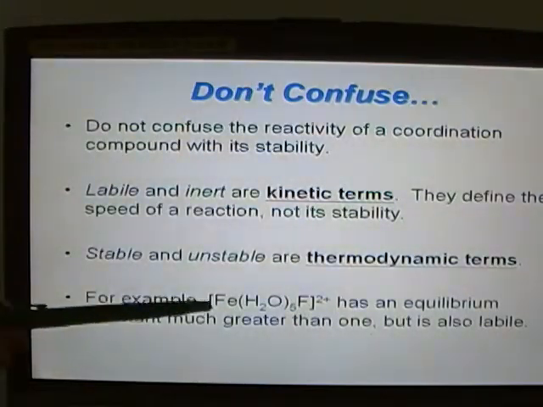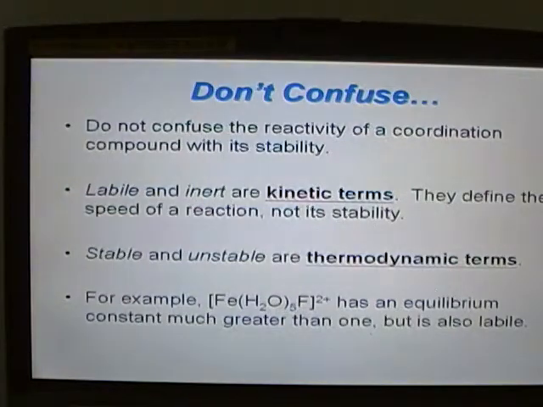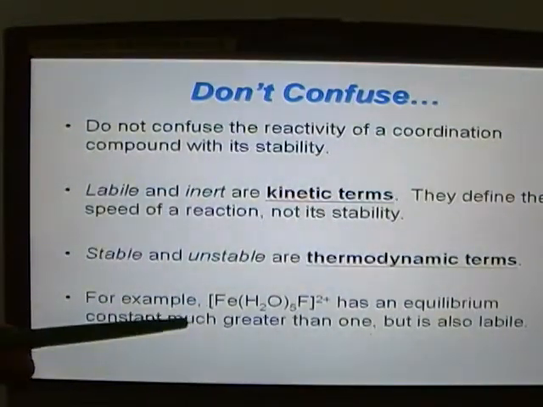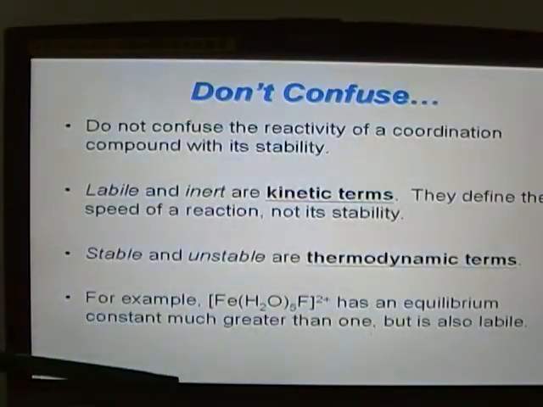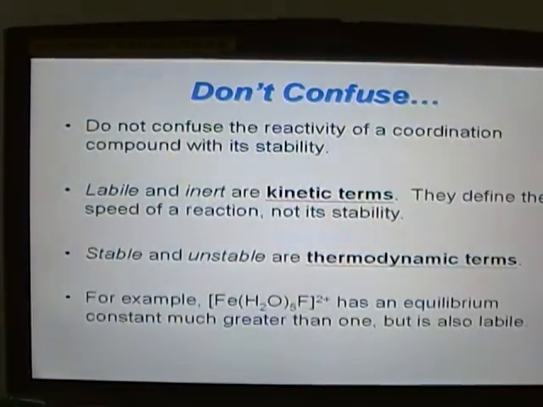So for example, Fe(H2O)5F 2+ has an equilibrium constant much greater than 1. So that means this compound wants to be formed. But it's also very labile, meaning that the H2O ligands or the F ligand will pop off very easily.